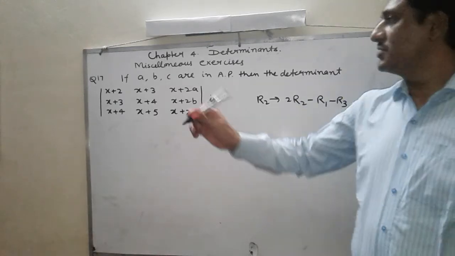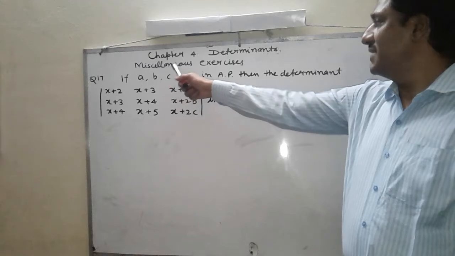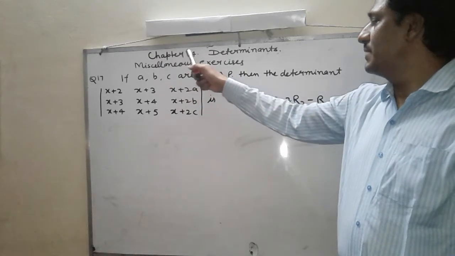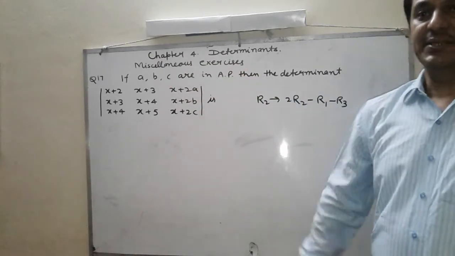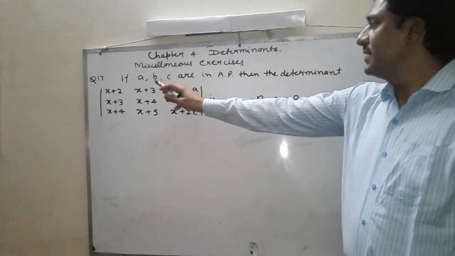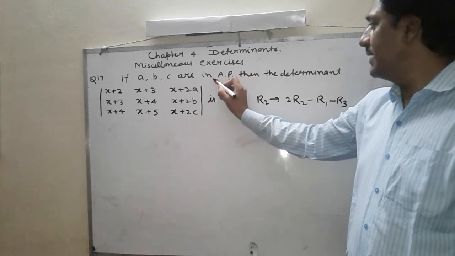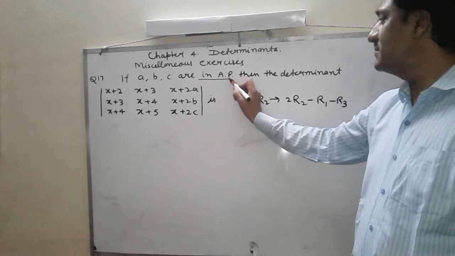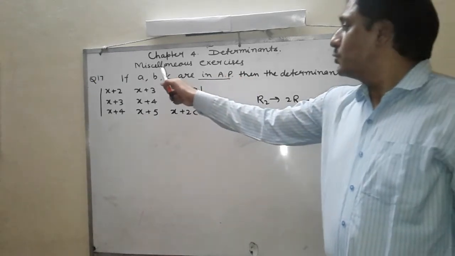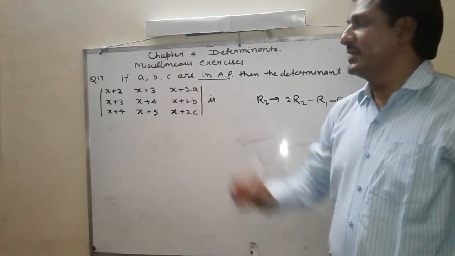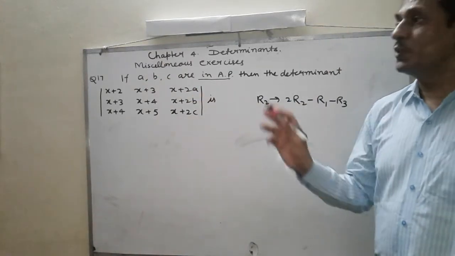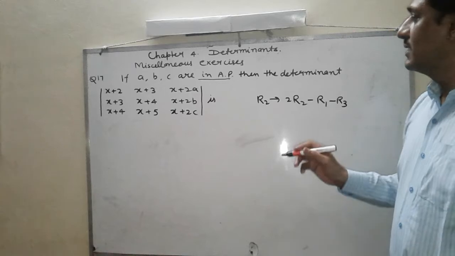Today I am taking question number 17 of miscellaneous exercise, chapter number 4, determinant. The question says that if A, B, C are in AP, it means 2B is equal to A plus C.